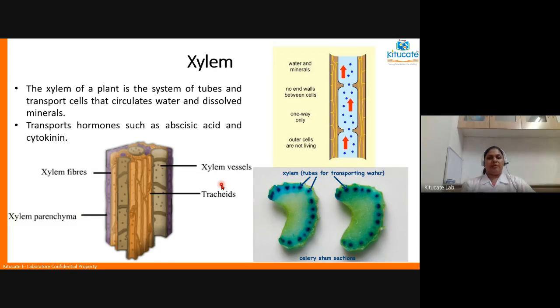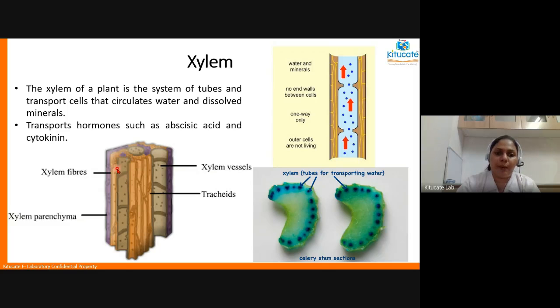It's not possible, right? So along with the vessels, along with the tubular structures, there need to be some cells which provide strength to the stem. So these tracheids in the xylem provide the strength and support for the stem.